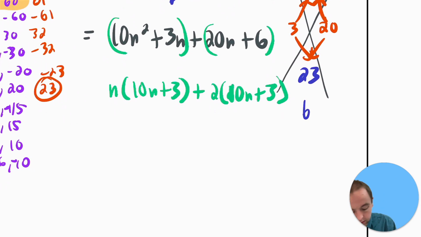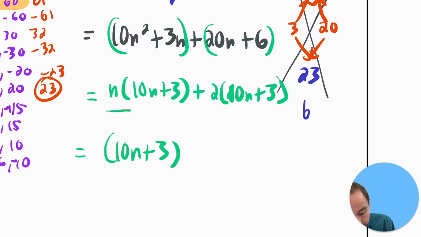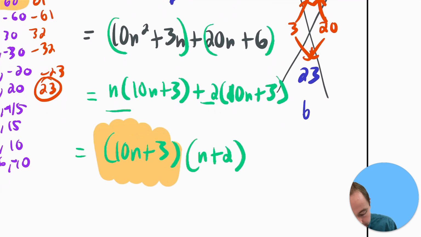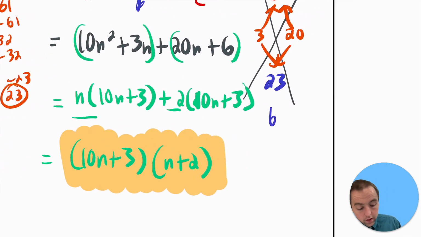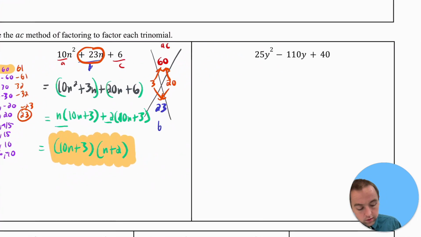That's great, because then they've got the 10n plus 3s in common, so it's then going to factor as 10n plus 3 with the n plus 2 right there, and that would give you the factored form of that expression using the AC method, right? So it's pretty slick, pretty nice to be able to use, okay?